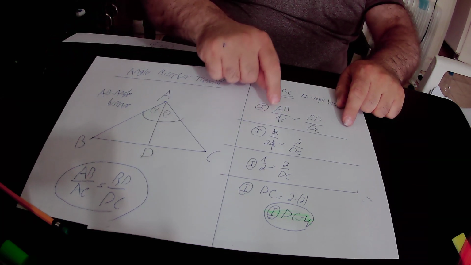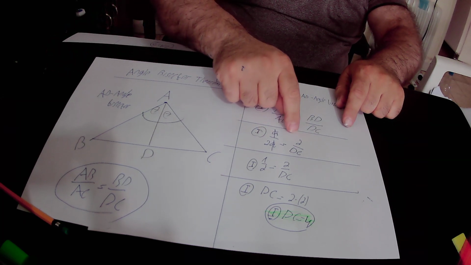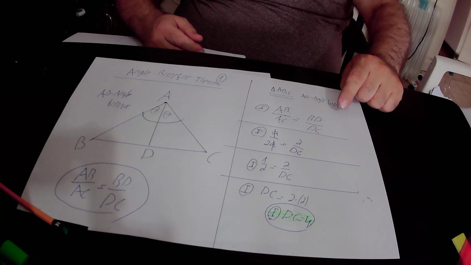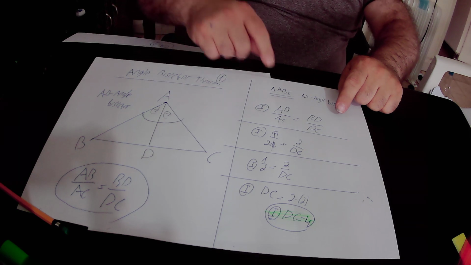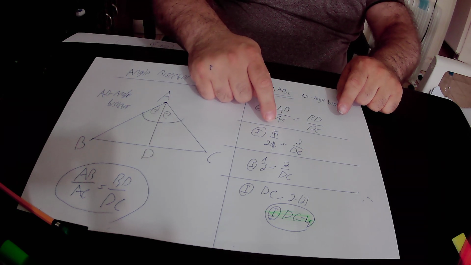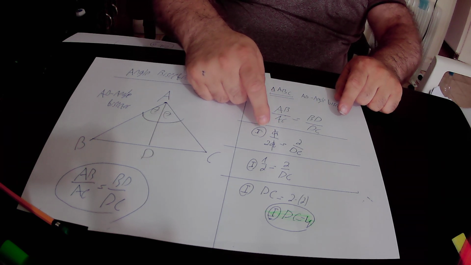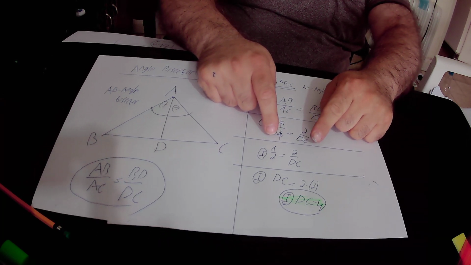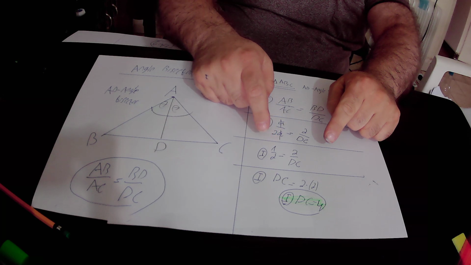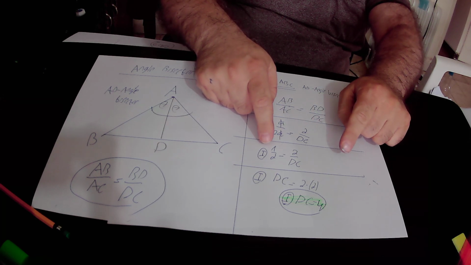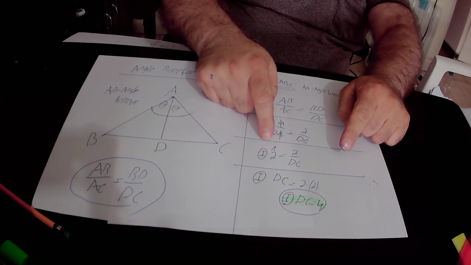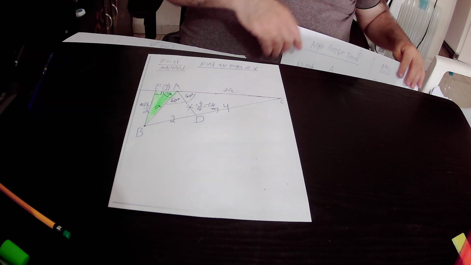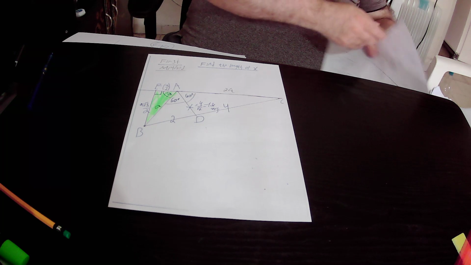AB equals a, AC equals 2a, BD equals 2, and DC equals DC. This is the missing line segment. a over 2a is 1/2, so a will get cancelled. And on this side of equation number 1, we have 1/2 equal to 2 over DC. Multiplying across, we found that DC equals 2 times 2. 2 times 2 is 4, so the missing line segment DC equals 4 units.